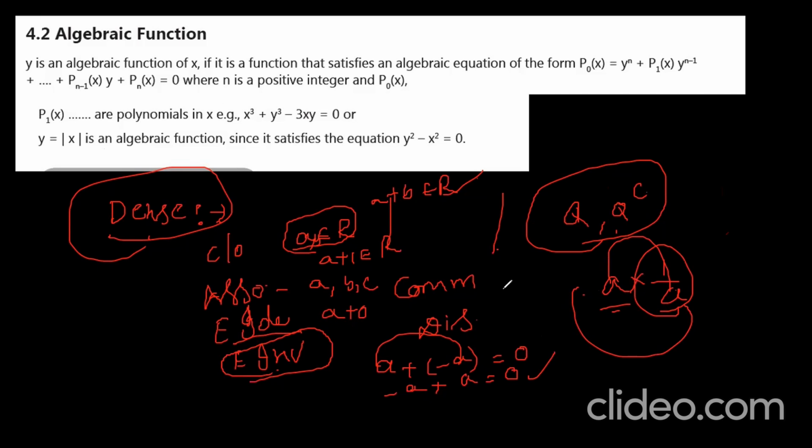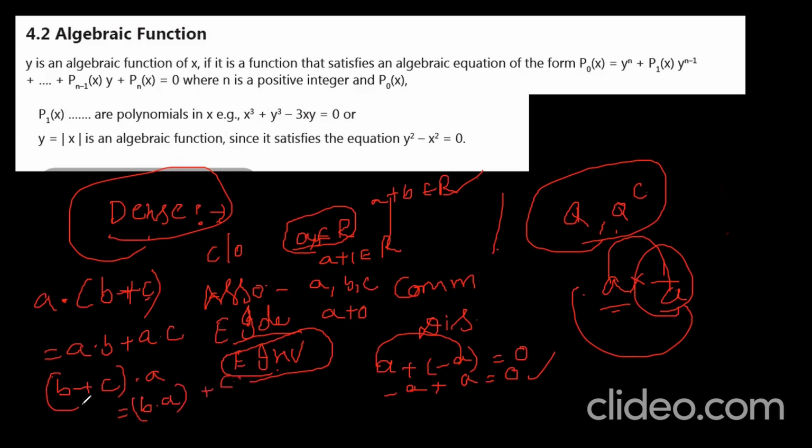Next, commutative property: a plus b is equal to b plus a, or a into b is equal to b into a. Those are commutative properties. And distributive property, you are using two operations here: a into b plus c is equal to a into b plus a into c. This is left distributive. And b plus c dot a is equal to b dot a plus c dot a. This is right distributive.